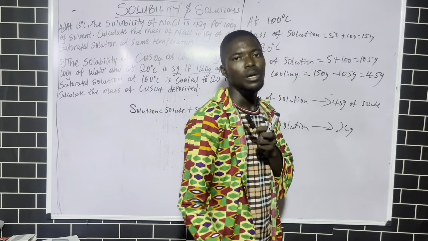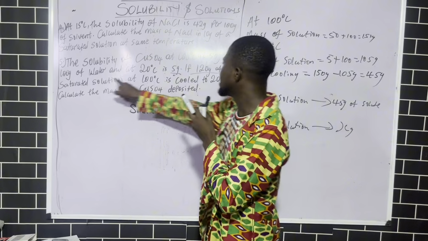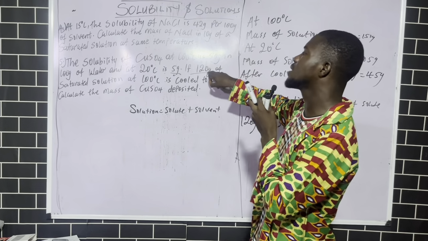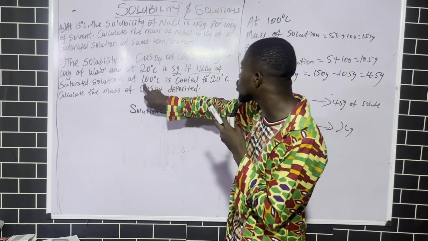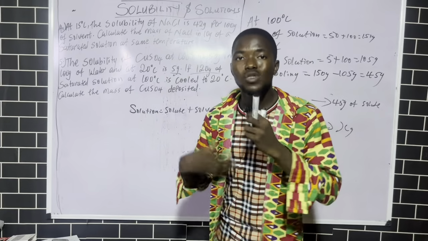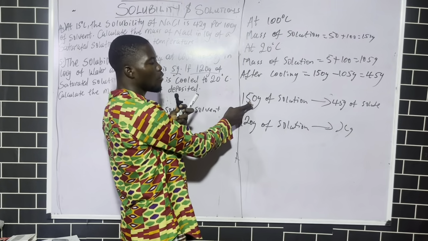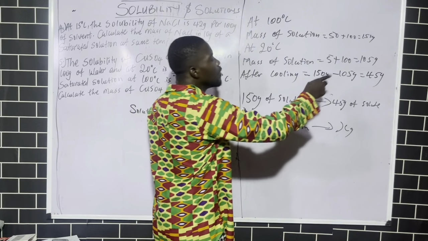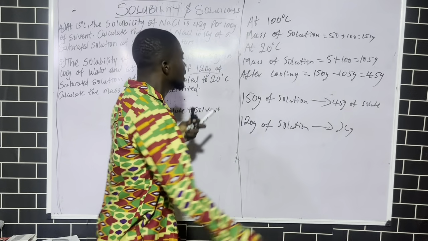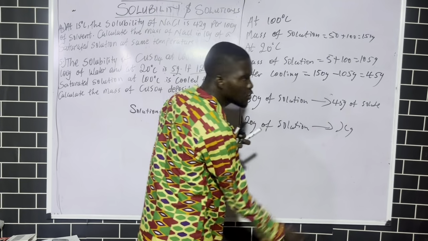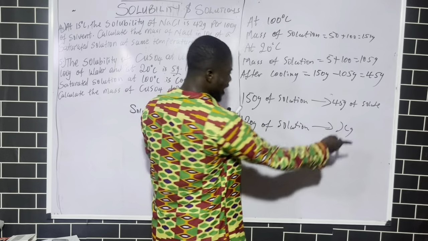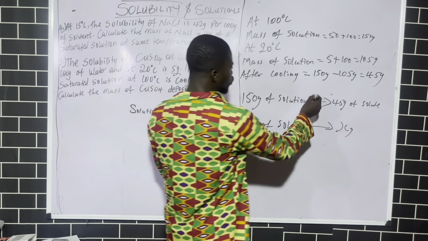So when it was cooled from 100 degrees Celsius to 20 degrees Celsius, the mass that crystallized was what? 45 gram. Now, if we cool 120 gram of this solution from 100 degrees Celsius to 20 degrees Celsius, what will be the mass that will crystallize out? That's what we are looking for. So at 150 gram of solution, that's 100 degrees Celsius, 45 gram of solute was crystallized. Then if 120 gram of solution is what we are using now, what will be the mass that will crystallize out? X. We don't know it, we just cross multiply.